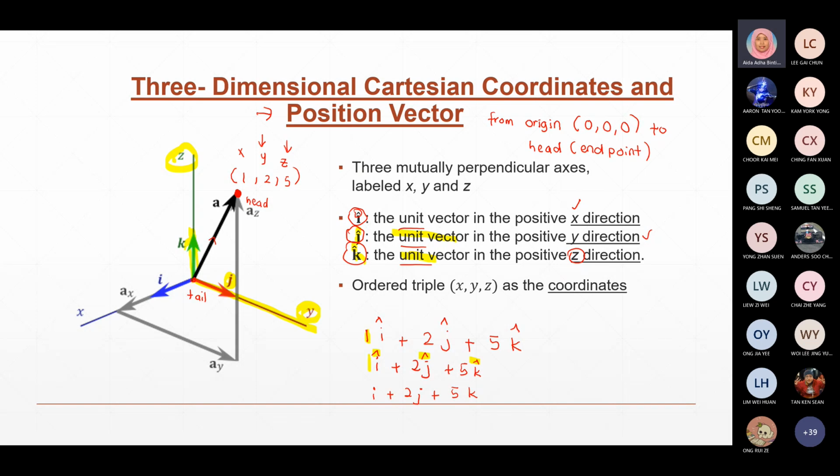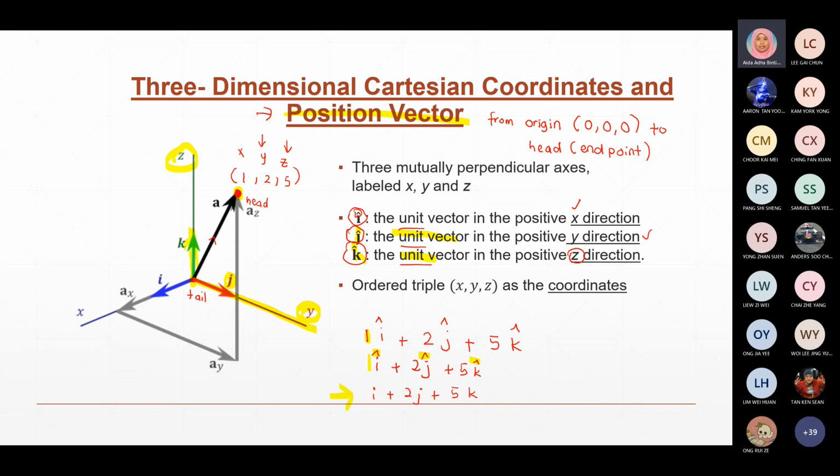So this is the position vector from the origin to the head. After this, if the question mentions the position vector, you have to know what the end point is.